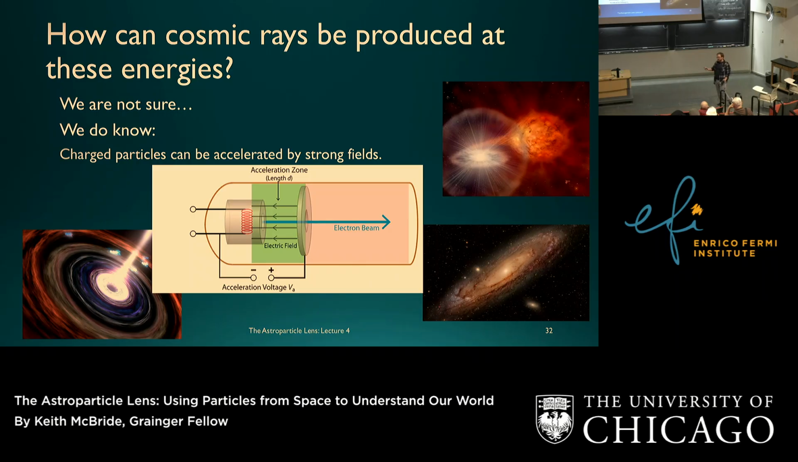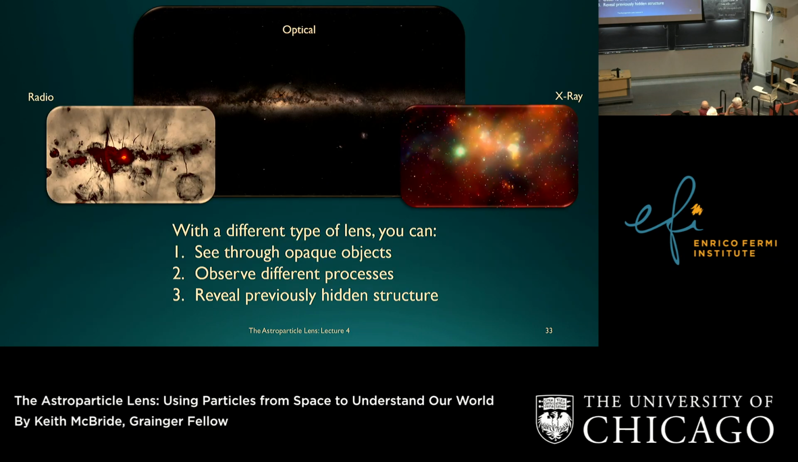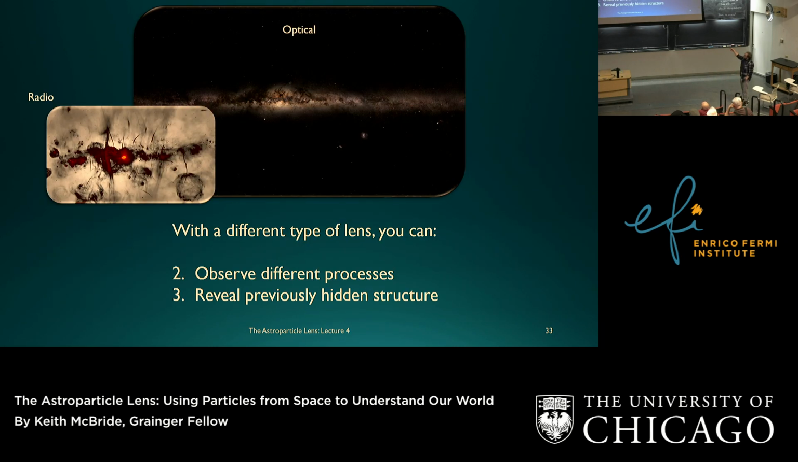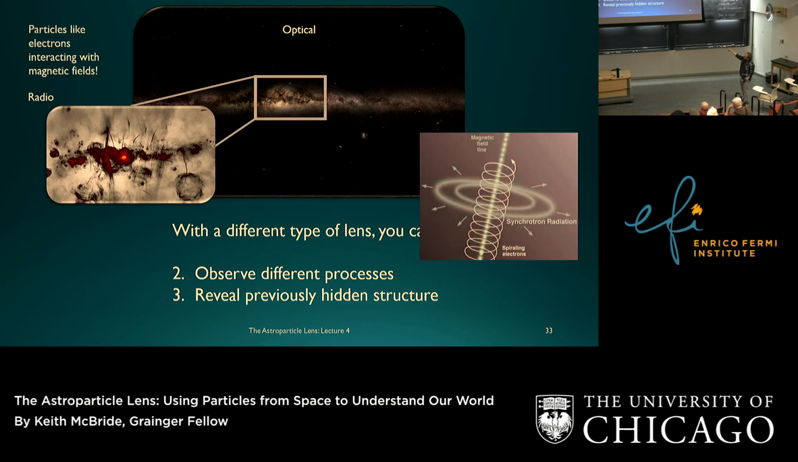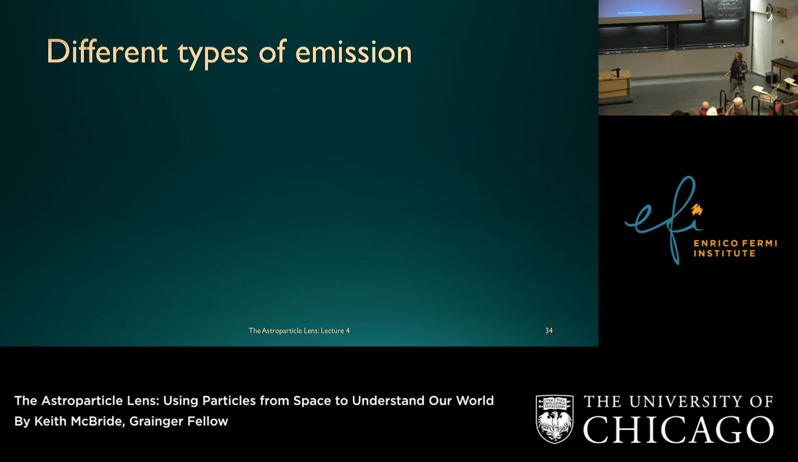You can get particles to relativistic speeds, at least electrons, with voltage, with electric fields. What I talked about in lecture 1 was that with a different kind of lens, you can observe different processes. The radio measurements of the center of the Milky Way allowed us to see that particles like electrons are interacting with some of those fields, like magnetic fields, emitting synchrotron radiation. This revealed both hidden structure and showed us what kind of processes were going on by putting on a different lens, right? We said that there's different kinds of emission.